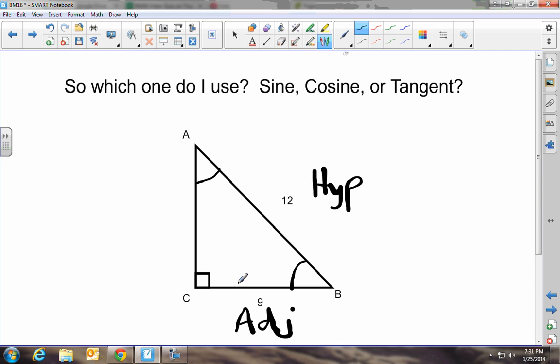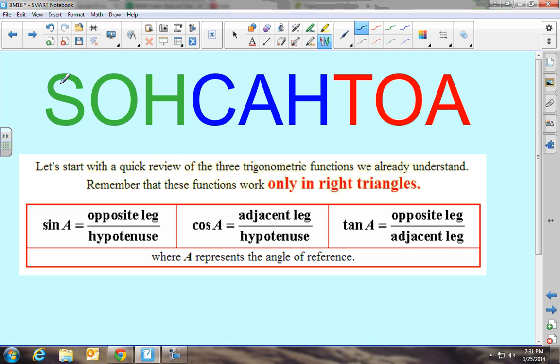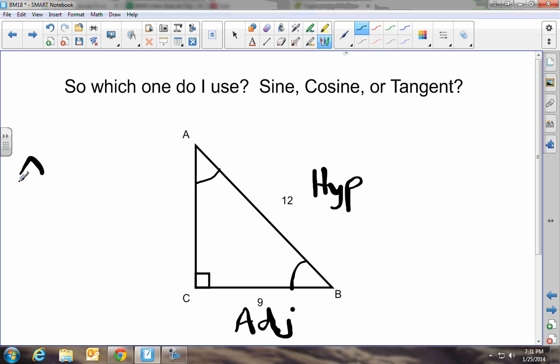So now, we have to think, which one of our ratios uses adjacent and hypotenuse? If you go back to SOHCAHTOA, which one has adjacent and hypotenuse? And you see, yep, it's cosine. Cosine is adjacent over hypotenuse. So the cosine of angle B is equal to 9/12.